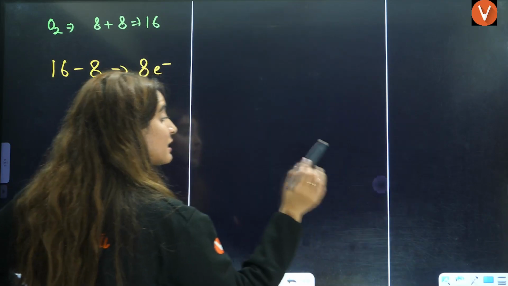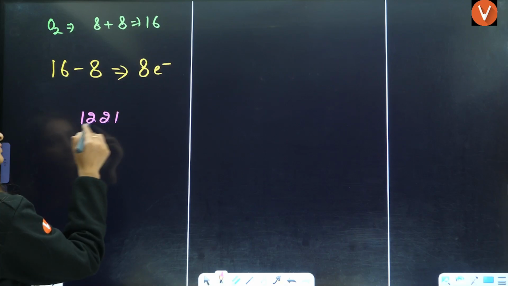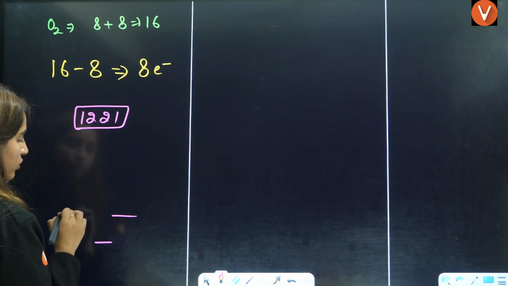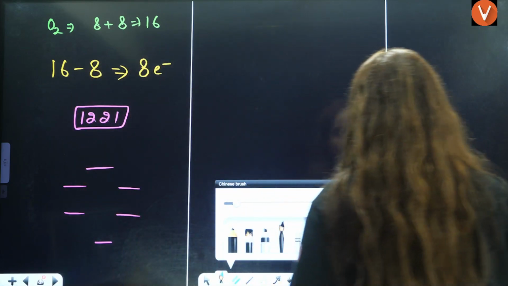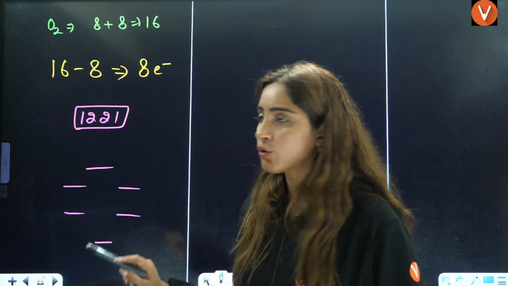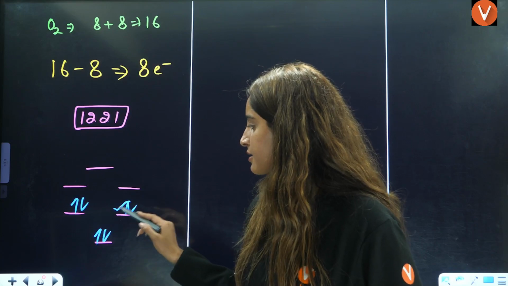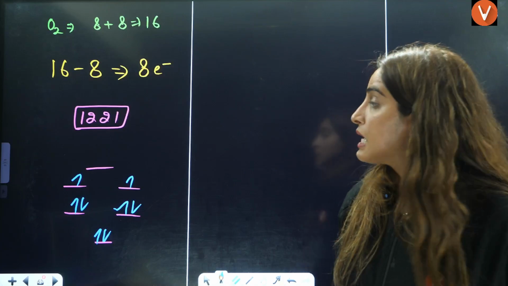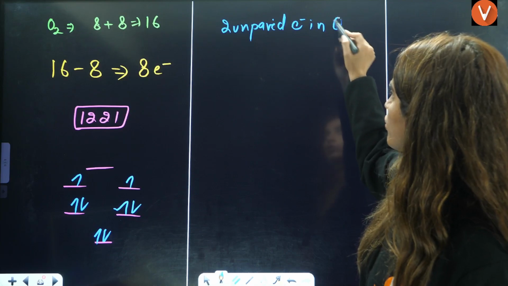Now, because it is greater than 14, it follows 1, 2, 2, 1. You don't have to write the electronic configuration, just write 1, 2, 2, 1. This is what you are going to write here. Now here you have 8 electrons, and that is how to fill 8 electrons in the degenerate orbitals: 1, 2, 3, 4, 5, 6, 7, 8. Now you can say there are 2 unpaired electrons in O2.